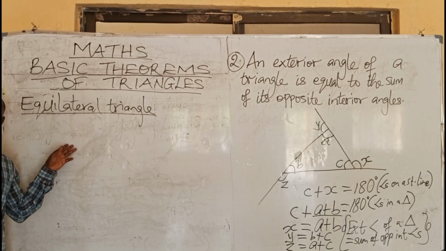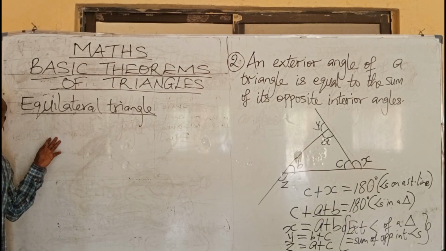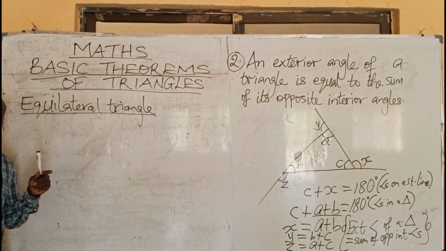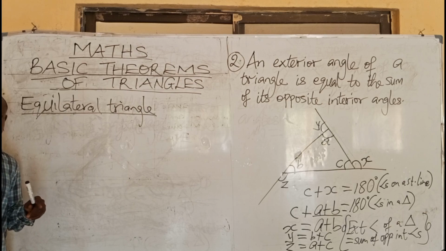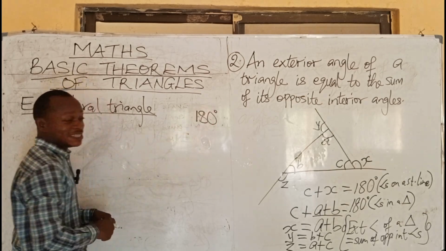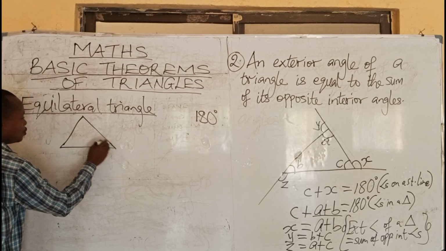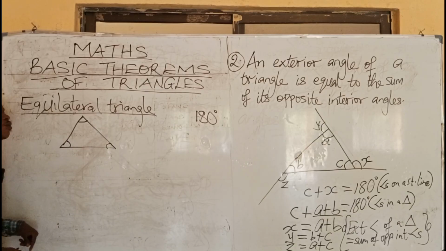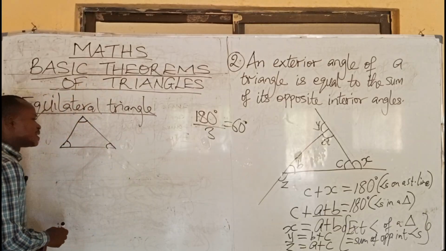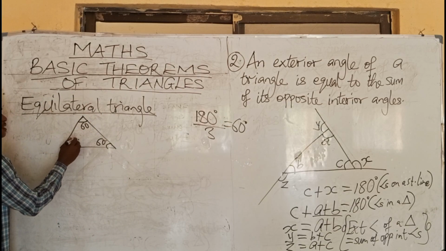Now, I will begin with equilateral triangle. An equilateral triangle is a triangle in which the size of the three angles are the same. They are equal. Since we know that the sum of the angles of a triangle is 180 degrees, and in an equilateral triangle all three angles are equal, we divide 180 by 3, and that will give us 60 degrees. That means the angle here is 60, the angle here is 60, and the angle here is 60.